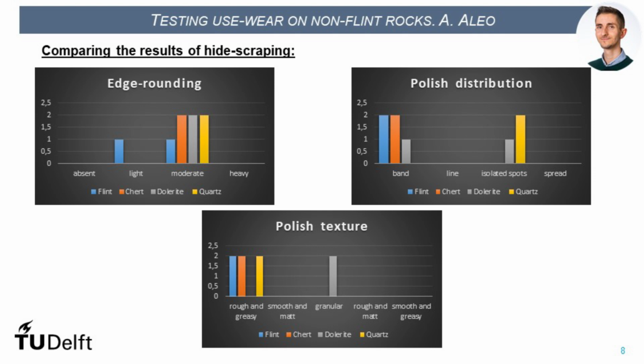As briefly pointed out with the previous examples, the useware traces that we observe on these African rocks share similarities with European flint. Edge rounding developed on all the tools, as well as polish. However, polish attributes slightly vary between different lithic raw materials, especially in terms of distribution and texture. Traces on chert tools are overall the most comparable with flint, while dolerite and quartz also exhibit specific traits.